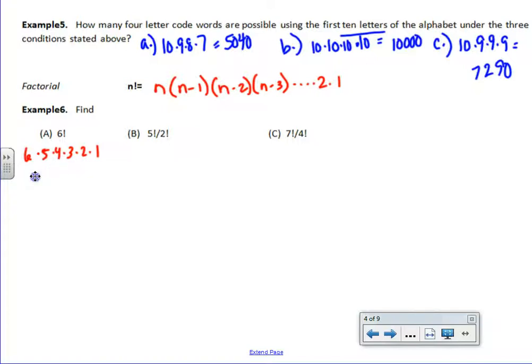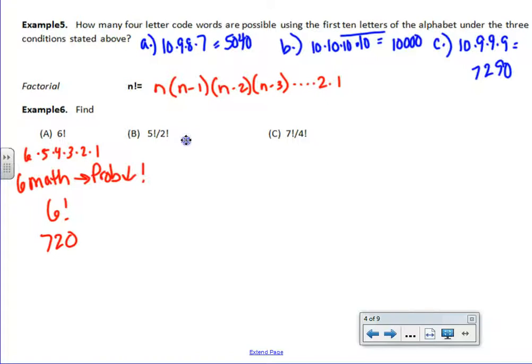But there's a neat little button on your calculator. If you type a 6 first, and then you go to the math menu, you go over to probability, you can actually go left, and then go down to where it says the exclamation point, you're going to be able to type 6 factorial on your calculator, which is much quicker, and you get 720.